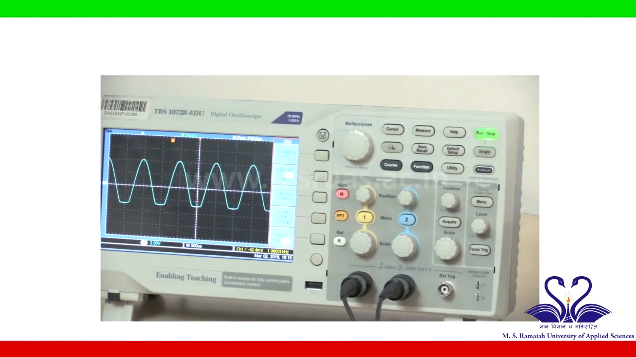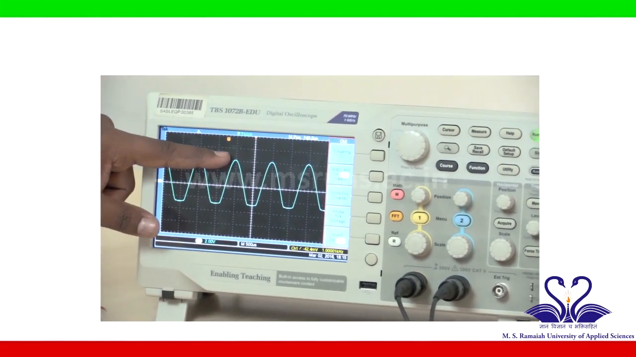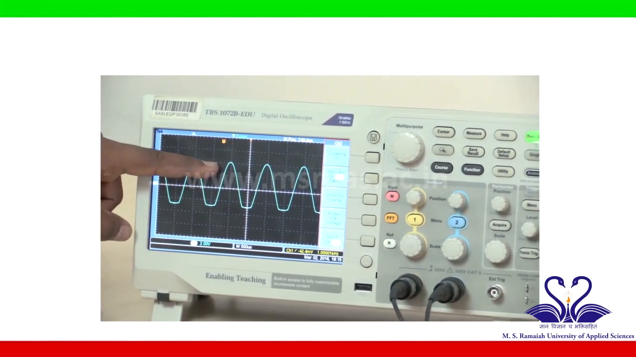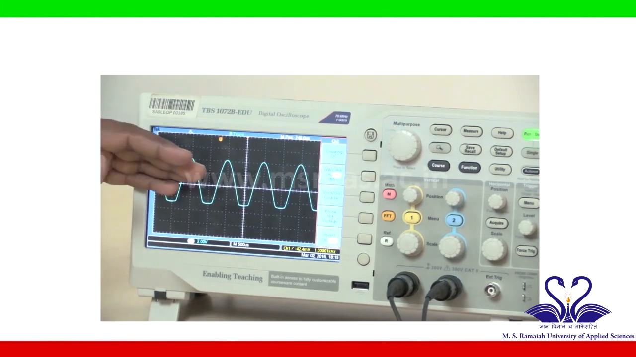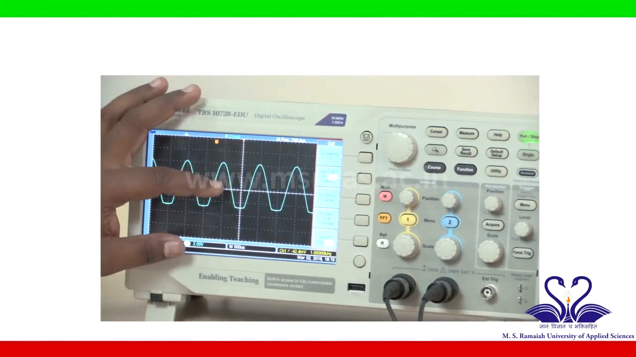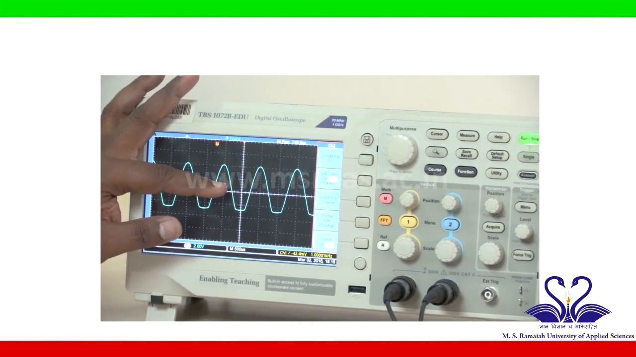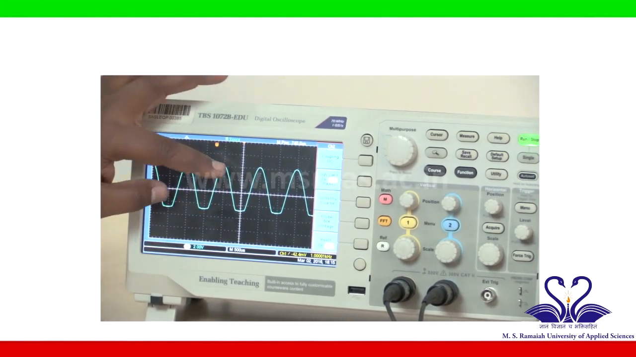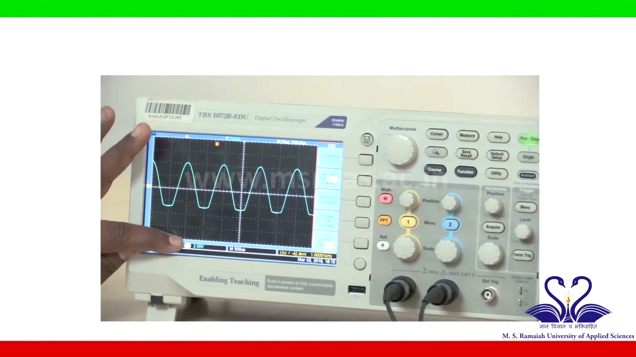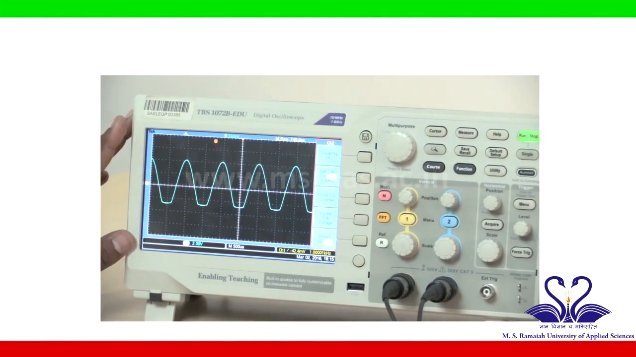If you see the output waveform, above this 0 line it is covering 2 blocks, each block has a value of 2 volt. So 2 into 2 is 4 volt. So the output has a positive voltage of plus 4 volt, and on the negative side, if you see here, the signal is covering only 1.5 blocks, and each block has a value of 2 volt. So if I multiply 1.5 into 2, which equals 3 volt, which is the negative clipping level of the circuit. We will note down this reading.